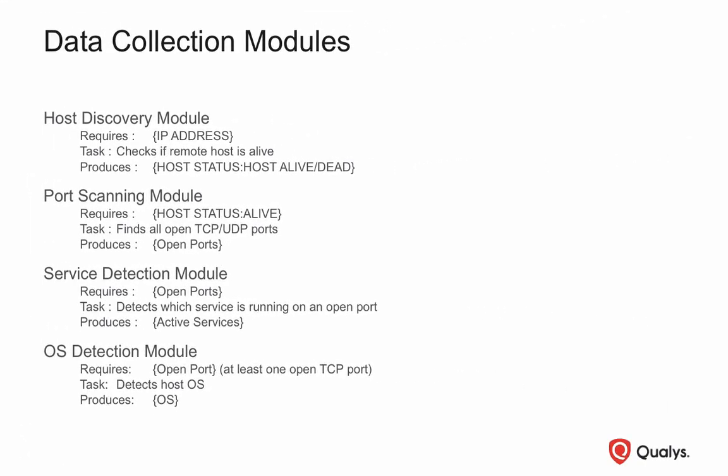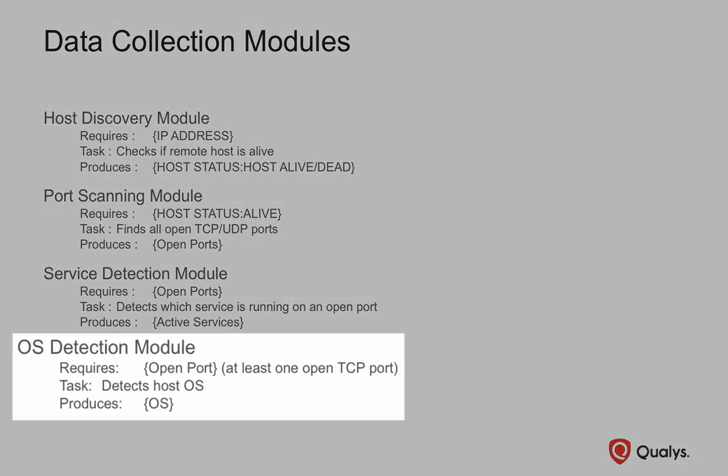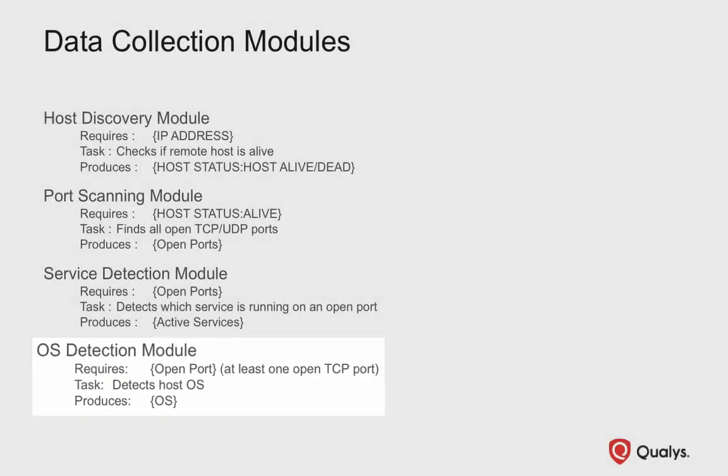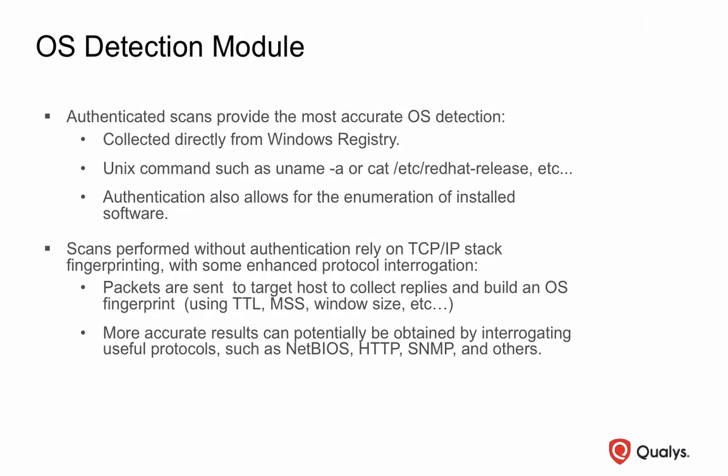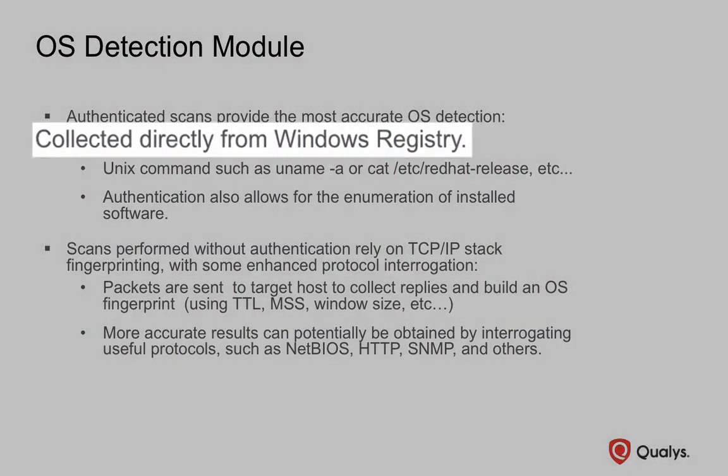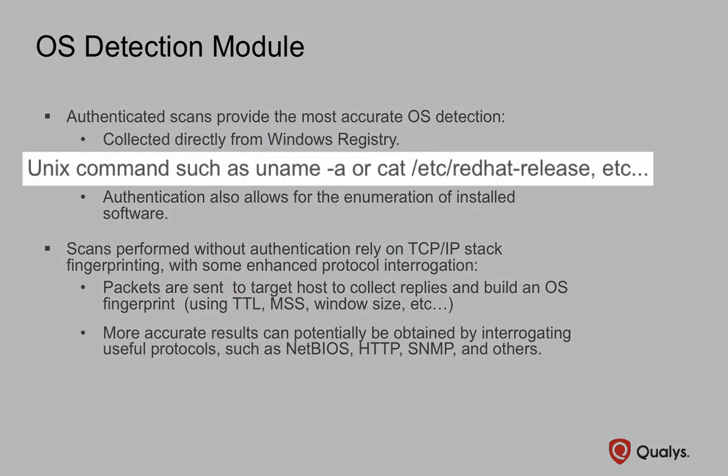Once the ports and active services have been discovered on the live host assets in your scanning target, the OS detection module will then attempt to identify the operating system installed on each targeted host. At least one open TCP port is required for this task. For the most accurate operating system detection, Qualys recommends performing scans in authenticated mode. This will allow the Qualys scanner appliance to identify the exact operating system vendor and version number directly from the Windows System Registry or by executing the appropriate command.